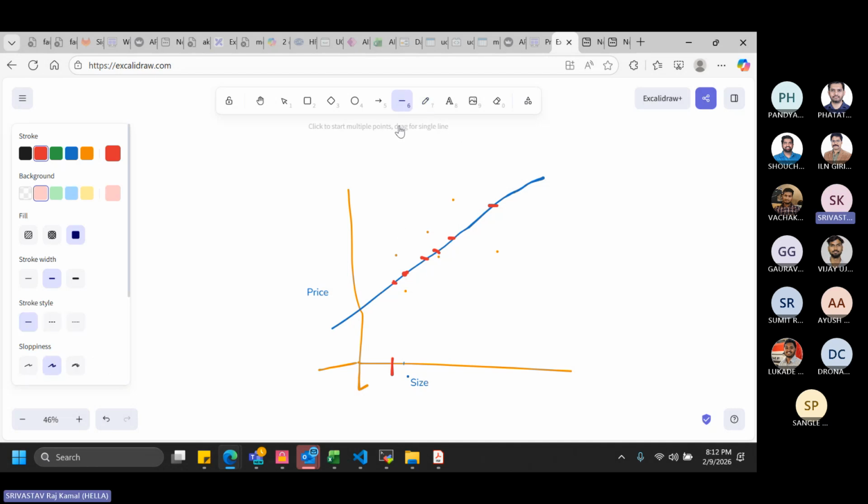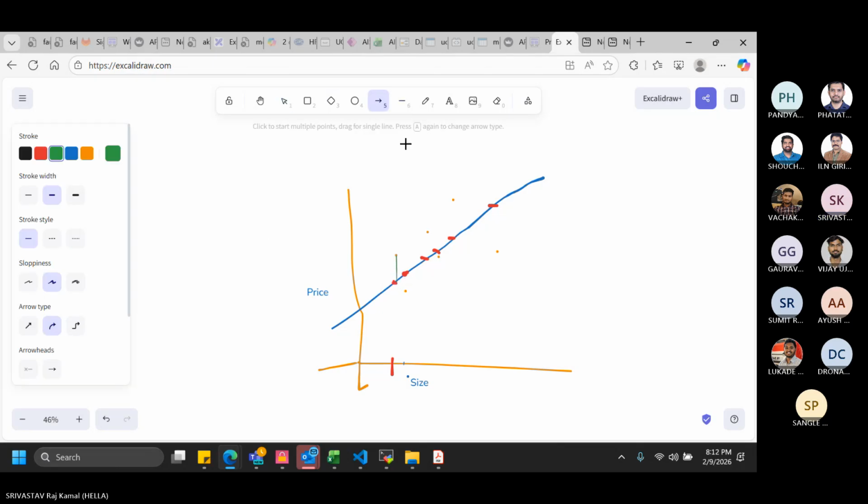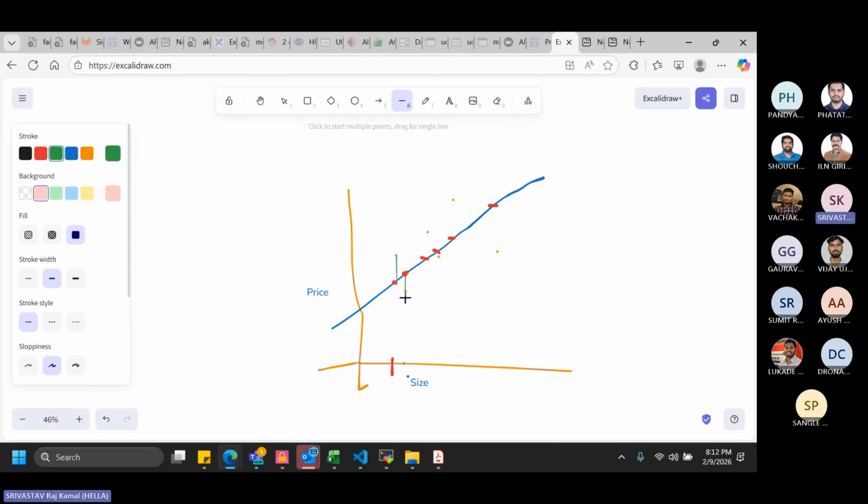Let's do one thing here. Join these lines. This is to understand something. So let me join it first. Right here. Last join.